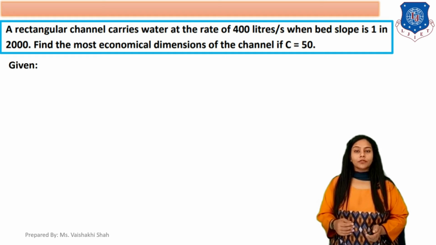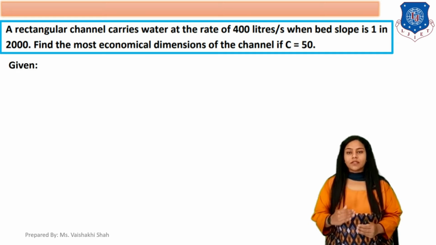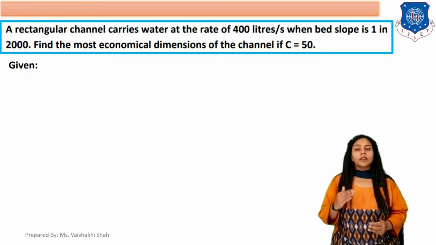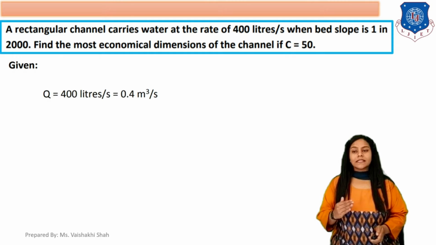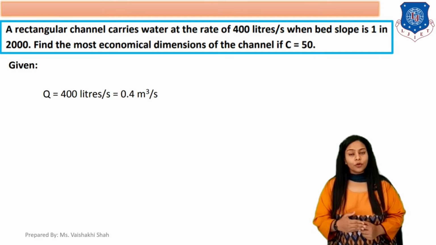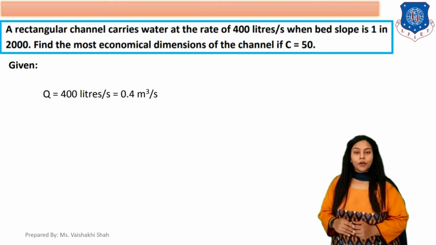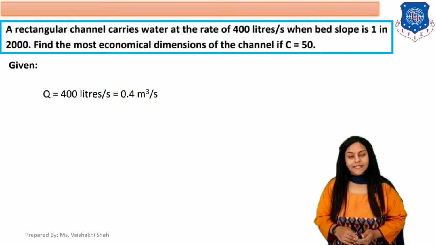So first of all, most economical rectangular section. Here the section is a rectangular section. The discharge is given, which is 400 liter per second. Now we are converting 400 liter per second into meter cube per second, so you get Q equals 0.4 meter cube per second.